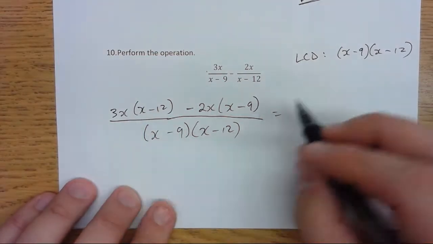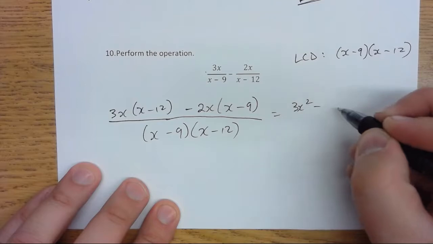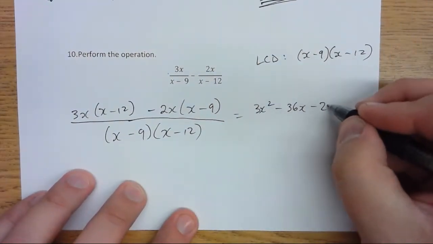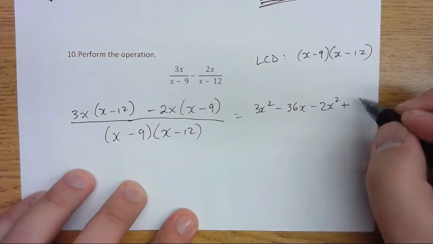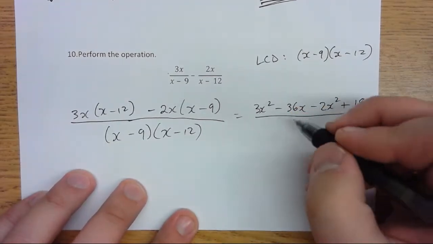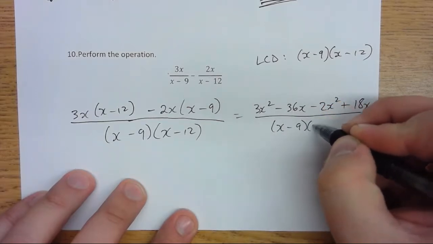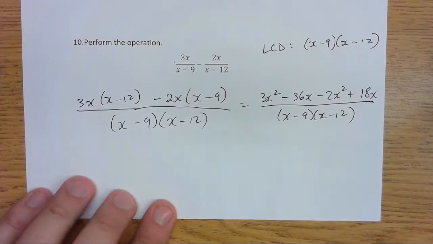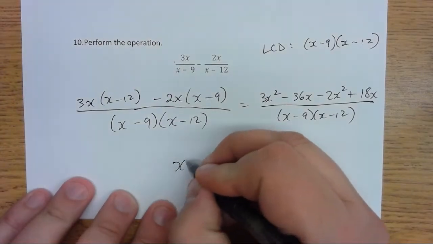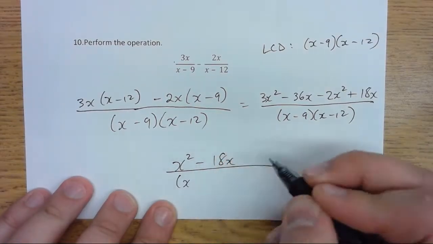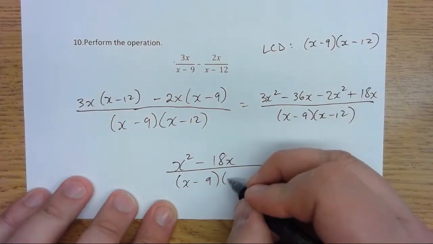The top's going to be 3x squared minus 36x minus 2x squared plus, watch the sign on that one, 18x, and that is all over my common denominator. And I can simplify that a little bit. The top is actually going to simplify down to x squared minus 18x. The denominator is not going anywhere. X minus 9 times x minus 12.